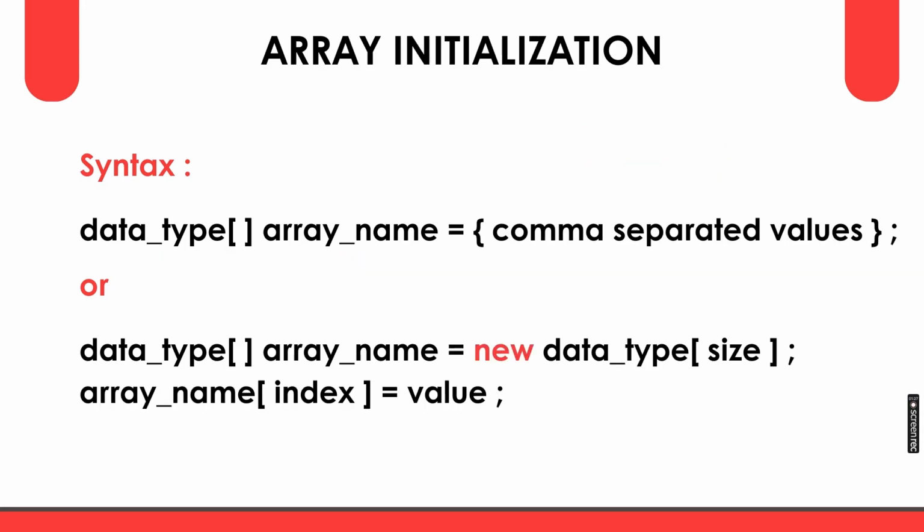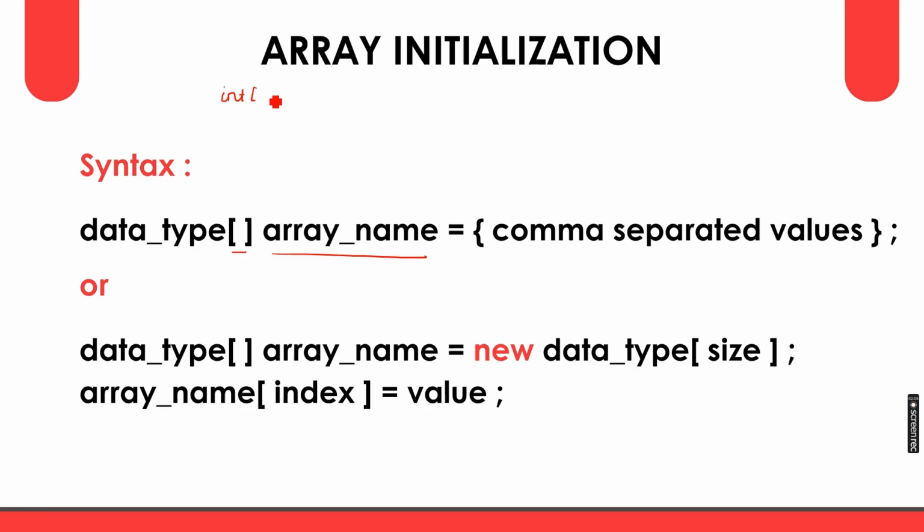After declaration comes initialization. After telling the compiler the name and type of our array, we have to tell the compiler the size of our array and all the elements that we are going to store in our array. There are two ways you can do this. First one is you write the data type, square brackets, the name of your array, and then an equal to sign, and in curly brackets you enclose all the elements of your array separated by commas. I will show you through an example.